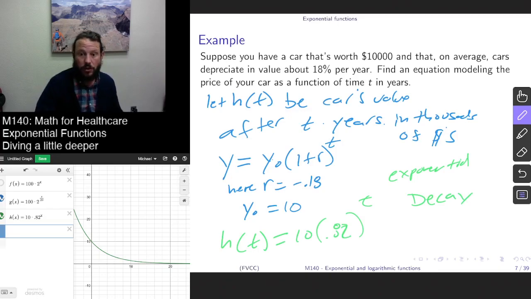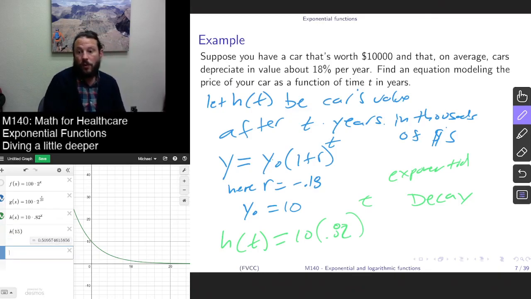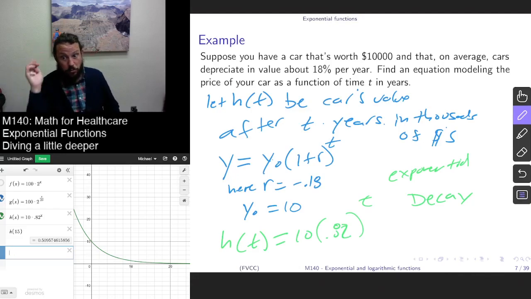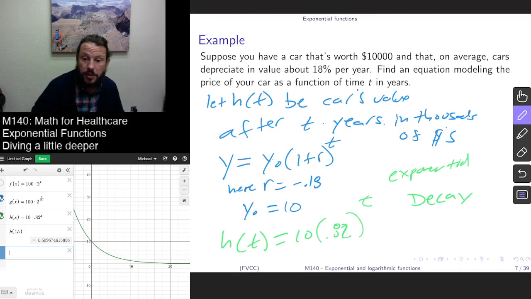How can I use this function? What's the value after 15 years? So plug in 15. By the way, that says 0.5, but remember, because we're in thousands of dollars, that is about $509.57 after 15 years. Obviously, this thing's not a Toyota. But that's the exponential decay. Now we can sum it up a little bit in our next slide, and then we'll take a break and I'll do another video.